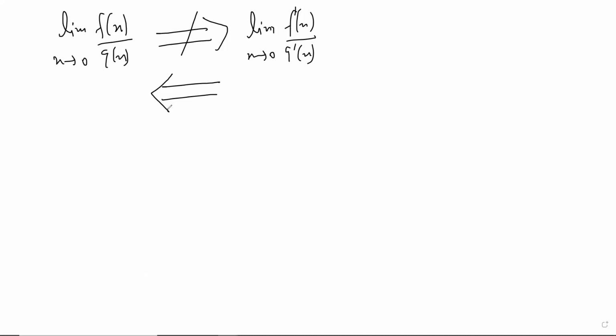But what can we still say in the situation when they are not existing or when they are not equal? Okay. Let's come to this. If f(x) by g(x) does not exist, I mean, the limit.